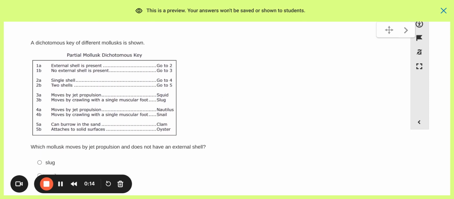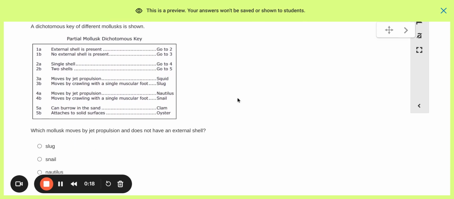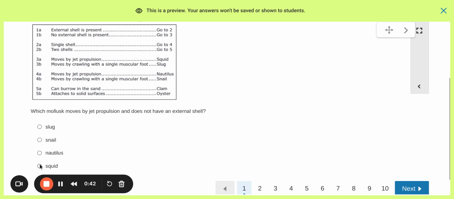A dichotomous key of different mollusks is shown. Which mollusk moves by jet propulsion and does not have an external shell? Step 1. External shell is present. No external shell is present. So no external shell is present. Go to slide 3 or step 3. Moves by jet propulsion. It's a squid.